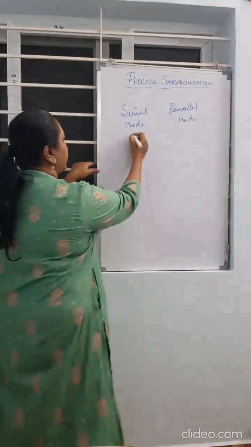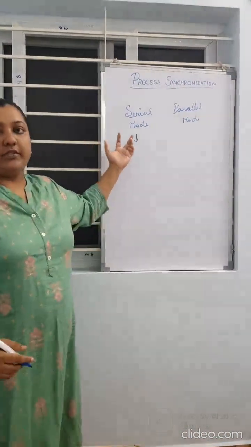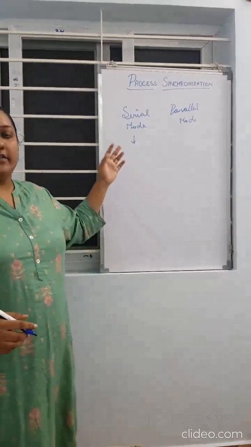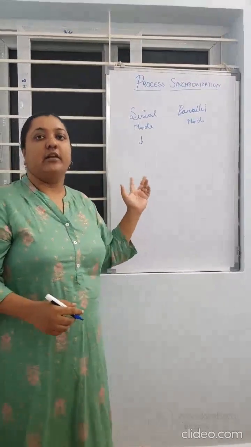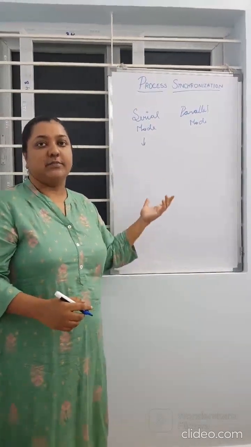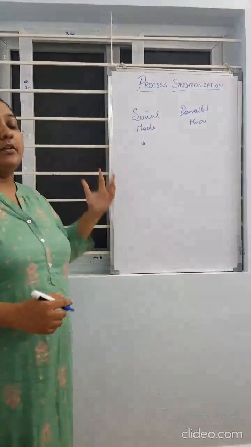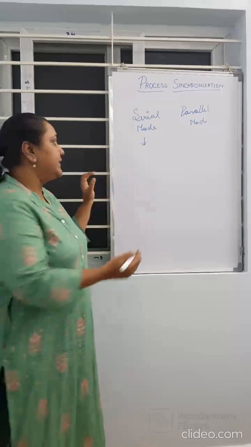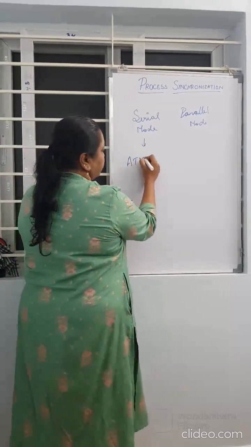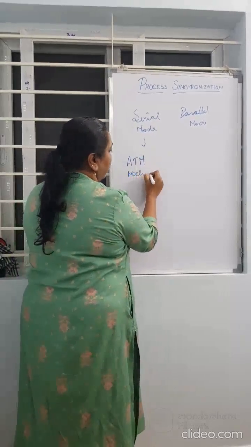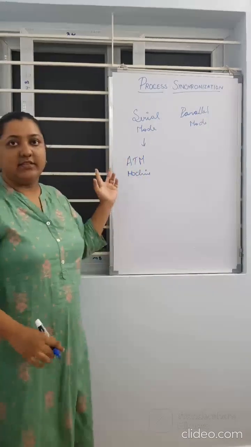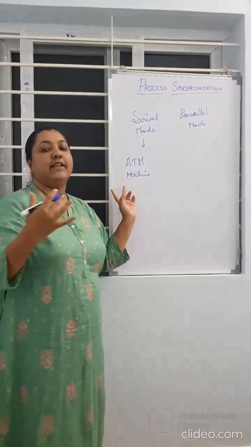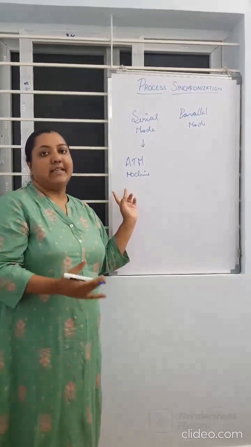Serial mode is nothing but the processes are going to run one by one. When one process is running, the next process cannot come into the system until the previous process has been terminated. This type of mode is called a serial mode. For example, we can take an ATM machine, where a person is doing his transaction. Until the particular person completes his transaction, the next person cannot come in and do his transactions.